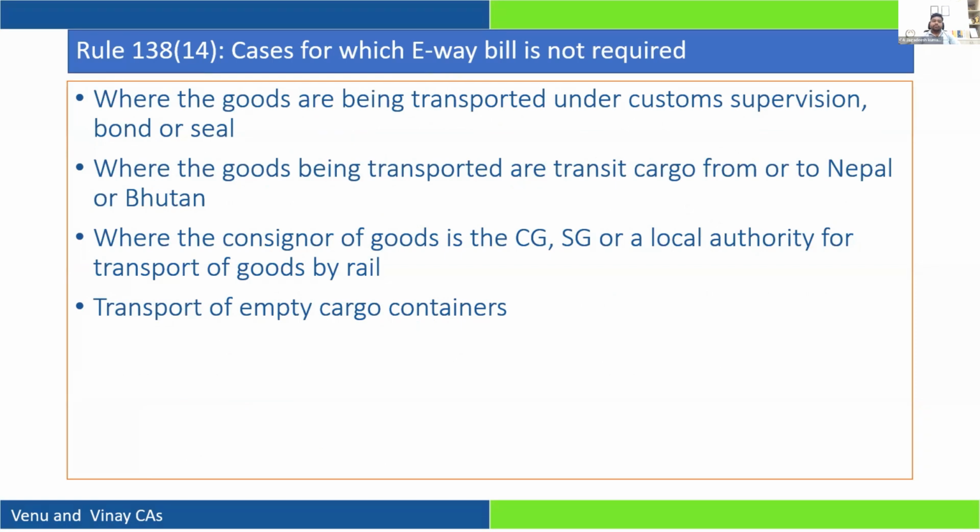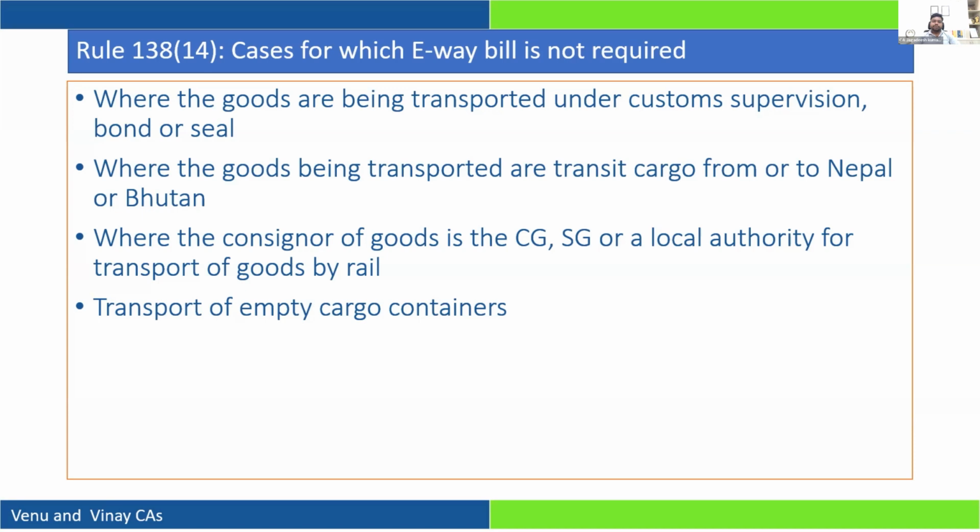Coming to where the goods are being transported under customs supervision, bond or seal. That is, movement of goods from the port to bonded warehouses, private bonded or public bonded warehouses. In that case also, those are all sealed goods. Because of that, it is not required to generate the e-way bill.